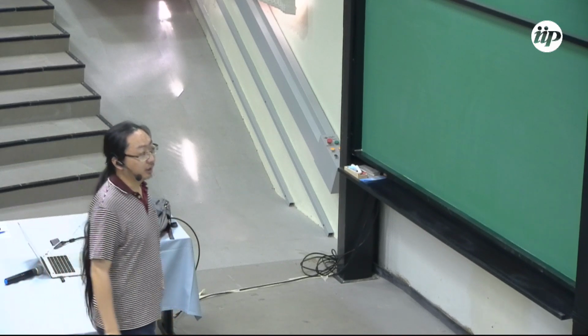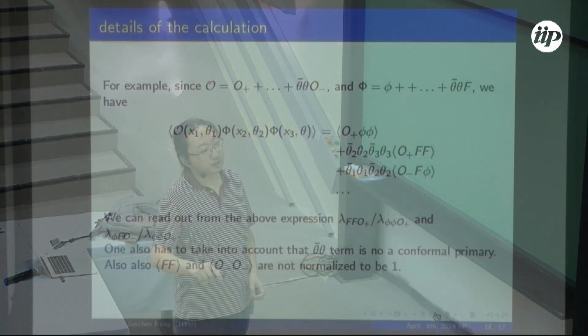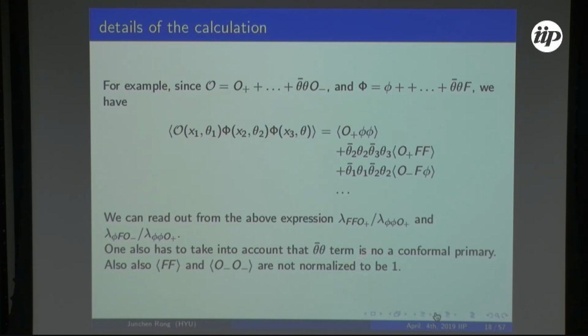There are a few tricky things. The first thing is that for this theta term, I'm actually cheating here. This F is not a superconformal primary. You have to subtract the contribution from descendants. And also this F and these O's are not normalized to be 1.